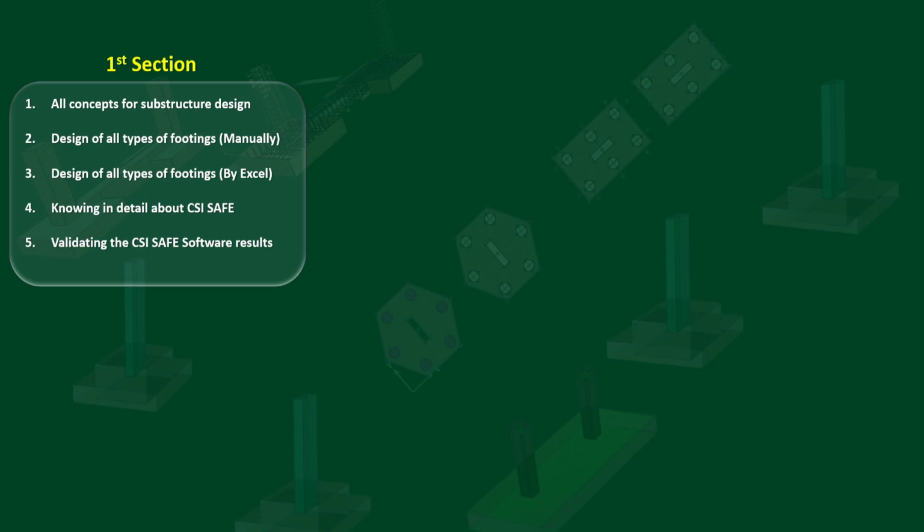What is the subgrade modulus? What is the formula for the subgrade modulus? Why is it needed to define the subgrade modulus in your CSI SAFE software, or any software you are going to use? So that conceptual understanding we are trying to cover first.